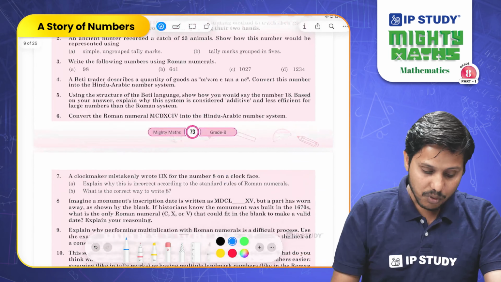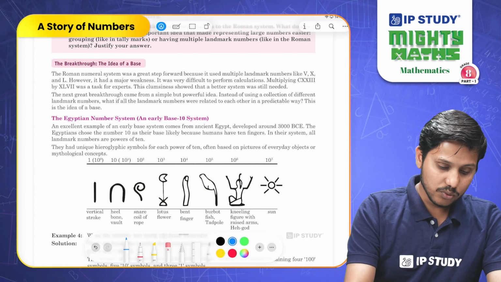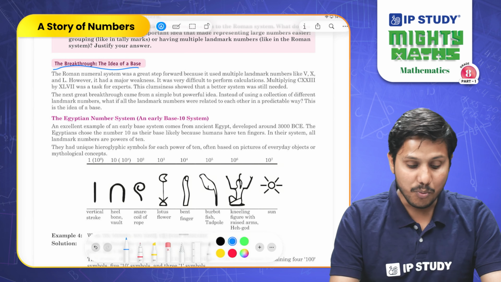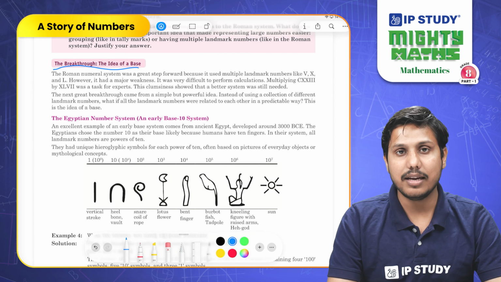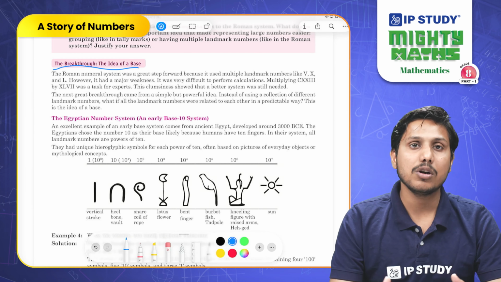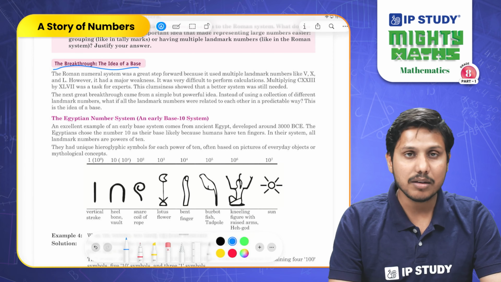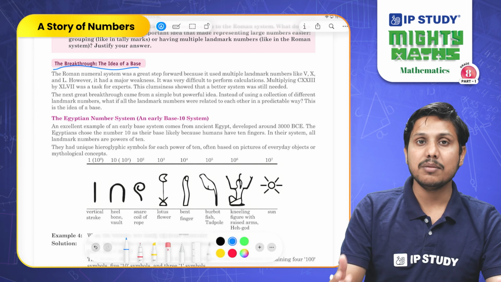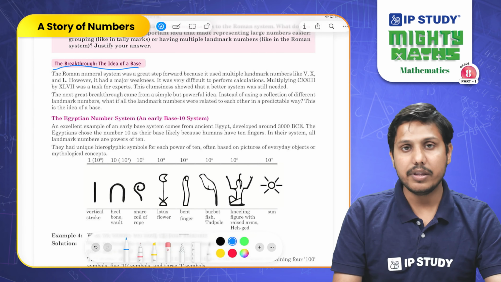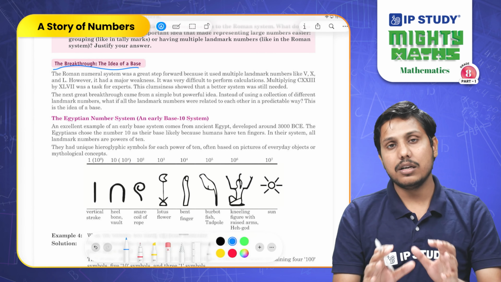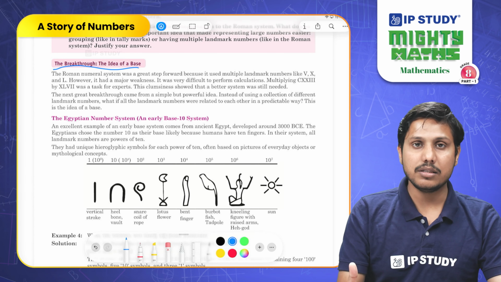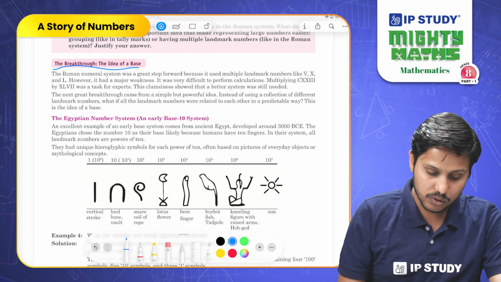Now moving to the next part, the breakthrough, the idea of a base. The Roman numeral system was a great step forward in human civilization for counting numbers, but it has some issues. There were many symbols or landmark symbols, which is quite difficult to manage and use to form numbers. So there were some more base number systems that we have to look at.